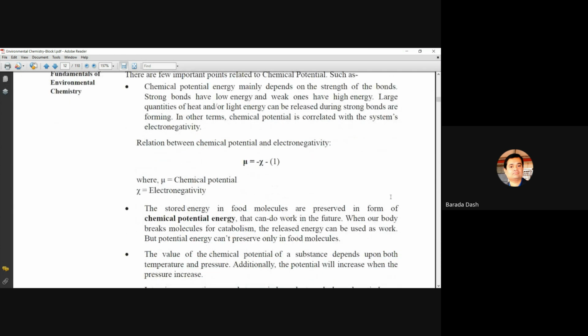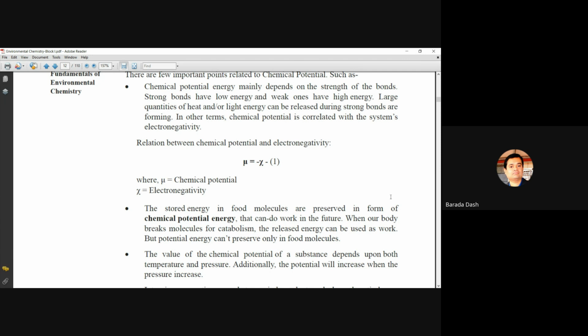So electronegativity means some elements like oxygen, fluorine, chlorine, halogens, they have the capacity to draw the electron towards themselves. So that potential is called electronegativity. The relationship between chemical potential and electronegativity: mu, the chemical potential, is equal to psi into which in minus 1, where psi is electronegativity.